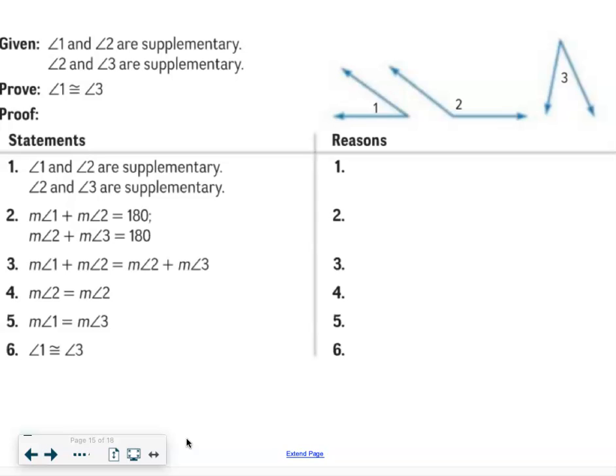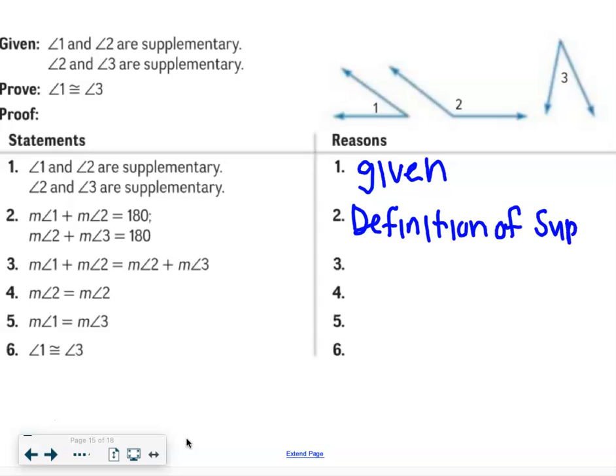Okay, it says angle 1 and 2 are supplementary and 2 and 3 are supplementary. What's my reason? Given. Always your given. So now, why can I say that 1 plus 2 equals 180? Because they are supplementary. So I'm going to say definition of supplementary. So you're looking for patterns.